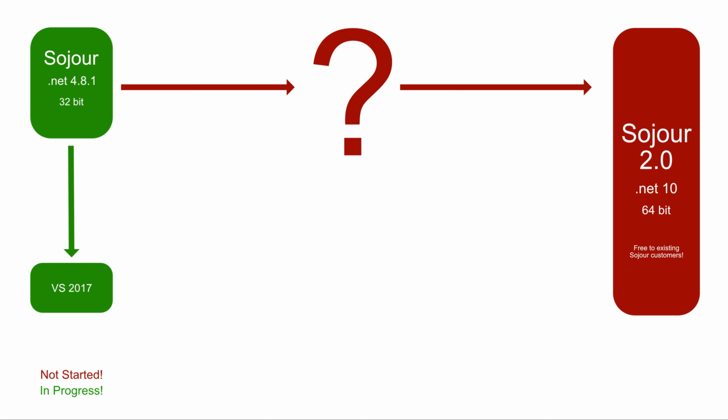So if we look on the right, the target, Sojour 2, I'm going to be targeting .NET 10, which is the latest version of .NET Core. I think there's an 11 out now, but I don't think that's a long duration one. I need to check though. It'll be 64-bit, and the little writing right at the bottom, that's actually quite important. Sojour 2 will be free for all existing Sojour customers. There will be no charge.